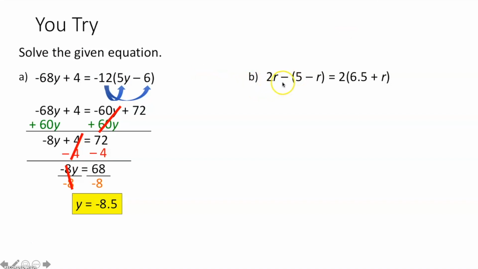Part B, I have 2r minus the quantity 5 minus r is equal to 2 times 6.5 plus r. Again, simplify, move, solve. That's how you solve an equation. So first, we need to simplify. Can we simplify this side? Inside the parentheses, 5 minus r cannot be simplified.